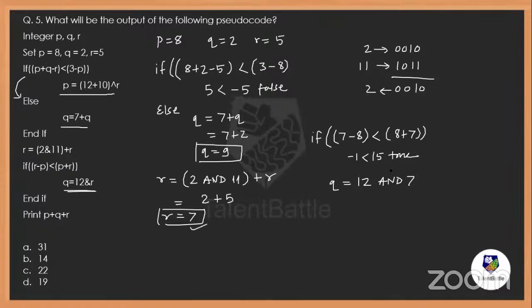So again, perform the bitwise AND operation. So binary for 12 will be 1100, and for 7 will be 0111. Perform the bitwise AND operation. It will give me 0100. This is totally dependent on truth table logic. So this turns out to be 4. So updated value of Q is 4 now.